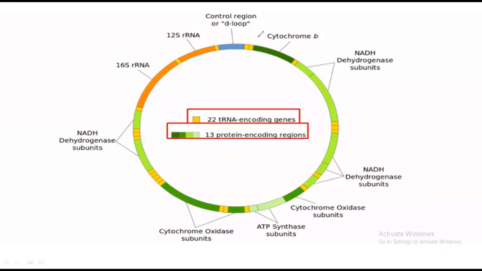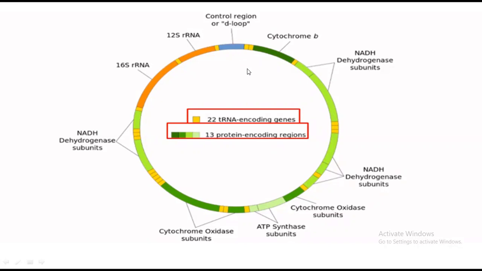After that, one thing to keep in mind is the control region or D loop. I will discuss this D loop in the second part of the video when I discuss the replication of the mitochondrial DNA. Because if I explain it here, you will not understand why it is called D loop. So I will discuss it there.